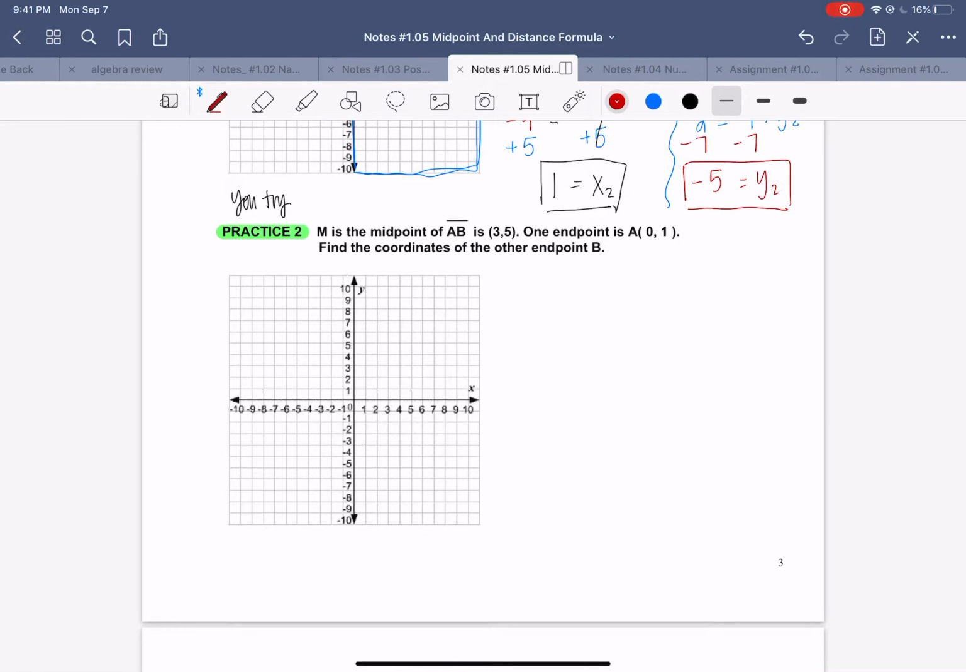Okay, I want you to try this one. The midpoint, M, is at 3, 5. One endpoint is at 0, 1, so A is here. Be careful, the midpoint is right here. The other endpoint should be still in the first quadrant. We're looking for endpoint B. You can do it graphically or algebraically.